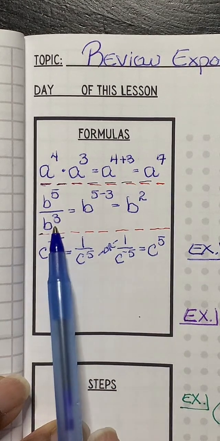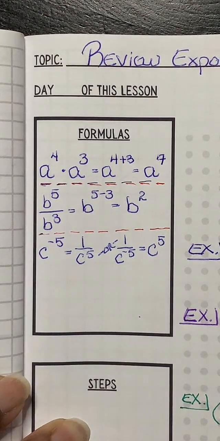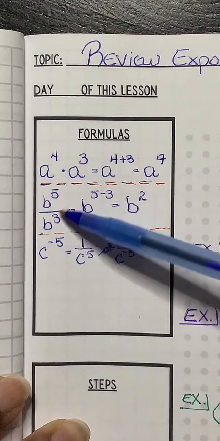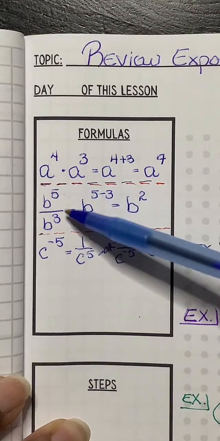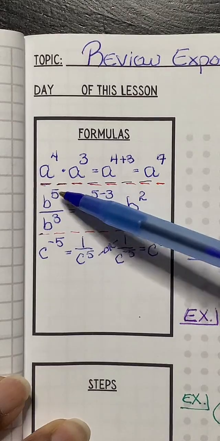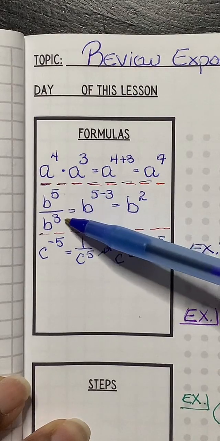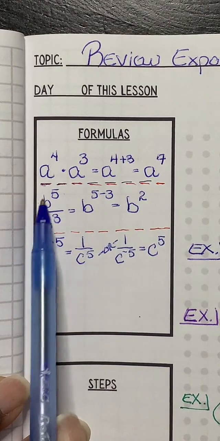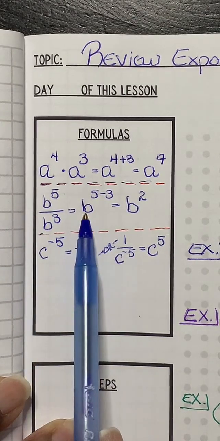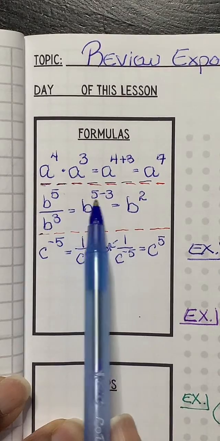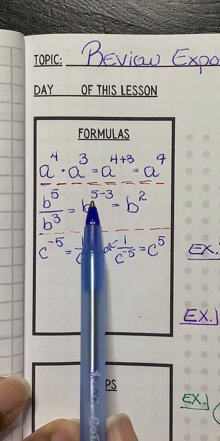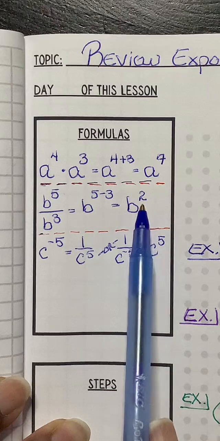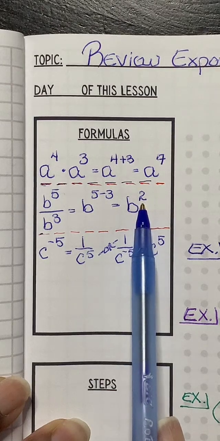When you divide, you're going to subtract them, but you don't subtract from the bottom to the top. You start from the top to the bottom, okay? The exponent in the numerator minus the exponent in the denominator. So they have to have the same base, which is b, and then we subtract the exponents. 5 minus 3, that's where the 2 came from, all right?